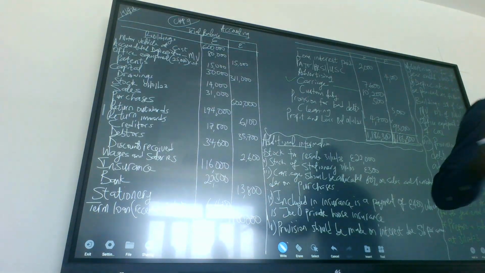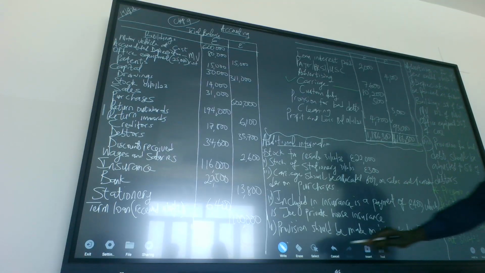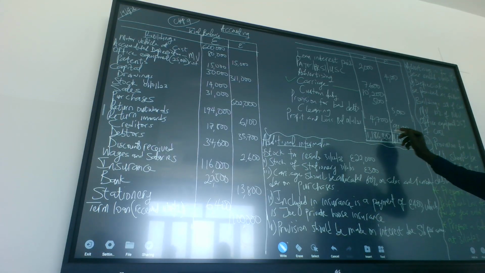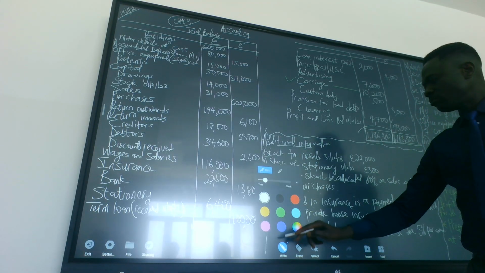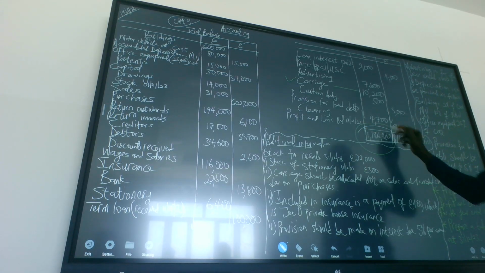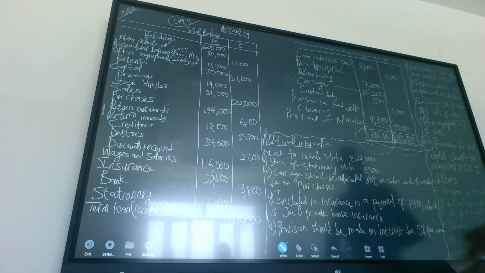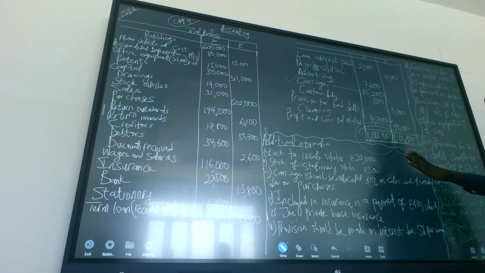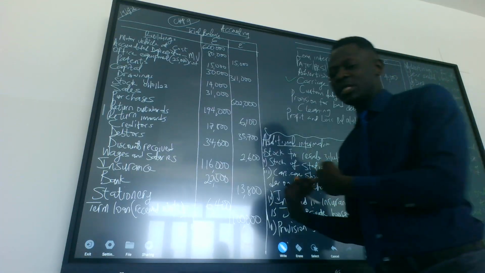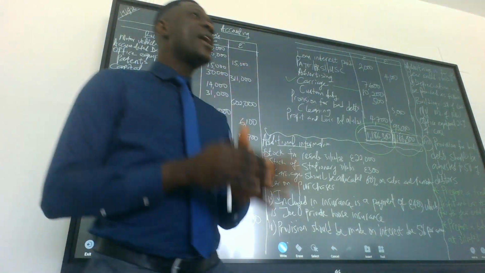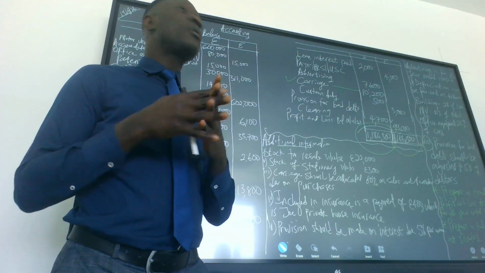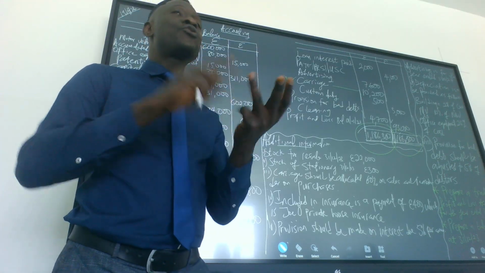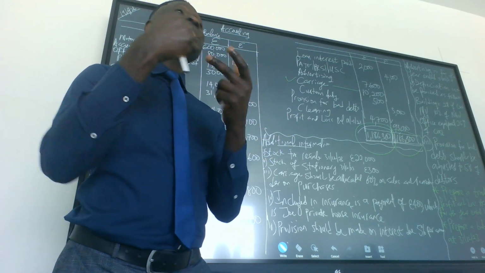This is a trial balance. At least you can see that both balances are the same. Both balances are the same: it is 1,186,300. What we need to do is, with this trial balance, prepare a final account. And a final account comprises the trading, profit and loss account, and the balance sheet.